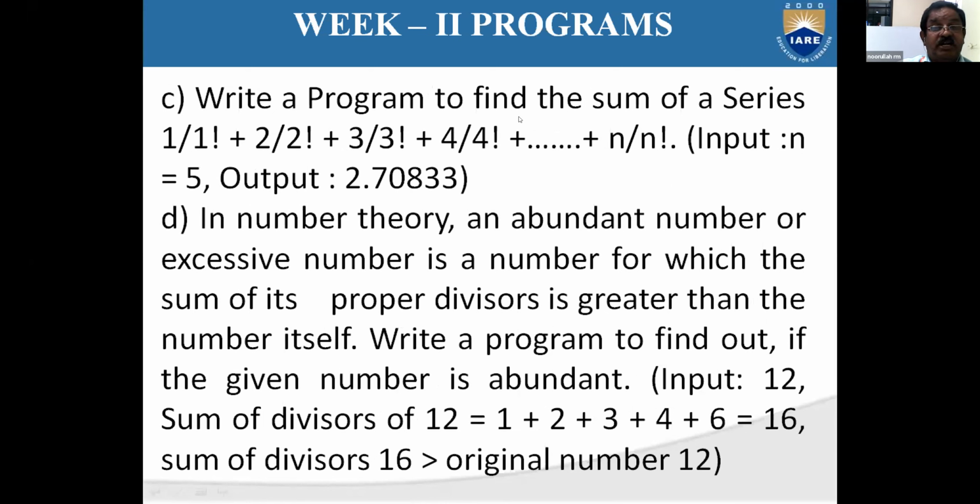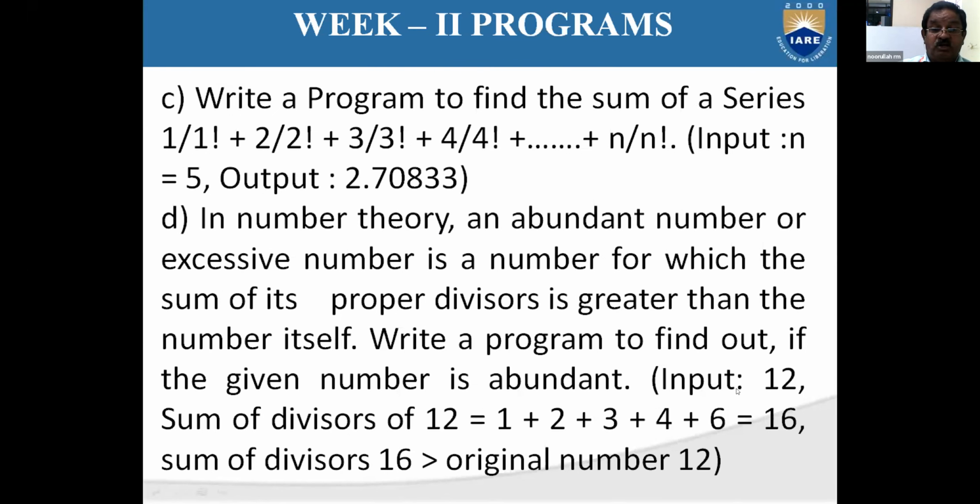Third one is, write a program to find the sum of the series 1 by factorial 1 plus 2 by factorial 2 plus 3 by factorial 3 plus 4 by factorial 4, so on and so forth, n by factorial n. And then the fourth one is, in number theory, an abundant number or excessive number is a number for which the sum of its proper divisors is greater than the number itself. Write a program to find out if the given number is abundant or not.